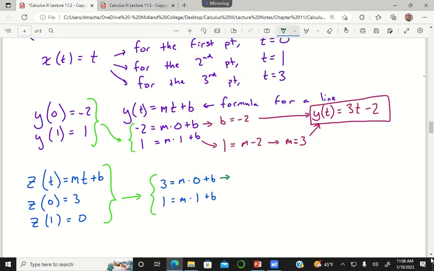This first equation is trying to tell me that b is 3. And then if I take that, I can rewrite my second equation as 1 equals m plus 3. And that's telling me that m is equal to negative 2.